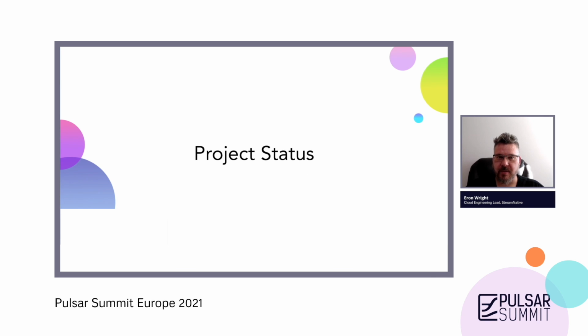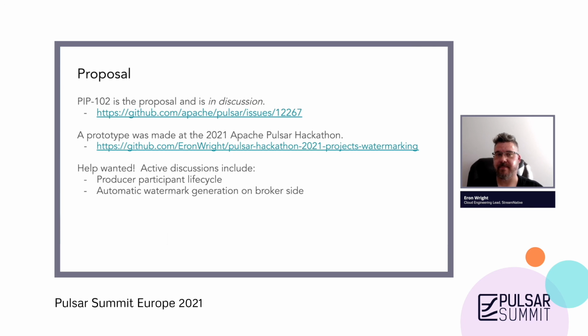Let me give you an update on the status of this project. PIP 102 is the proposal and is in discussion. Please feel free to participate on the dev channel and also take a look at the PIP itself, which is linked here. This was prototyped earlier in the year in the 2021 Apache Pulsar Hackathon. Take a look at this link. You can see a prototype implementation, demo applications, and more.